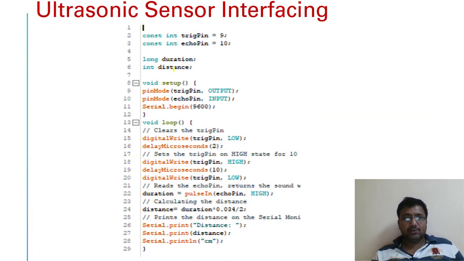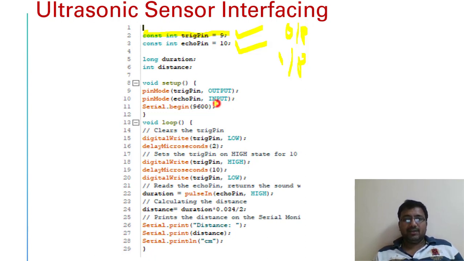Okay, the code looks like this. Here for Arduino, I have connected the trigger pin to pin number 9 and the echo pin to pin number 10. The trigger pin is an output pin, so trigger is output and echo is input, and we need to configure that here. We have 2 variables, long duration and long distance. Then pinMode trigger pin as an output, pinMode echo pin as an input. So we have configured that.